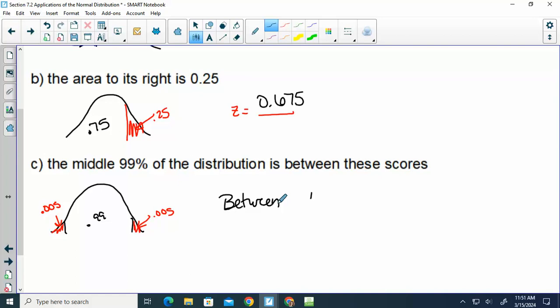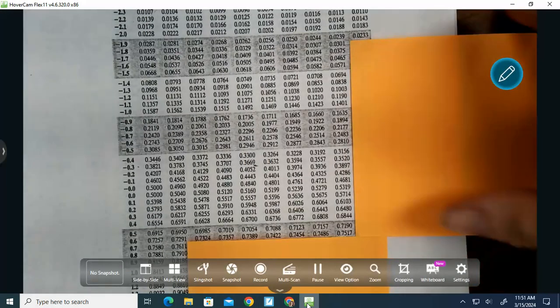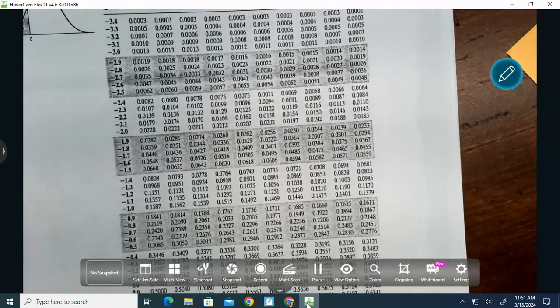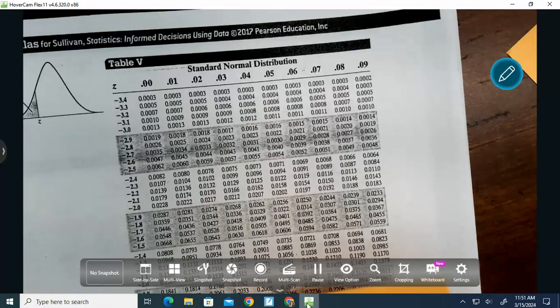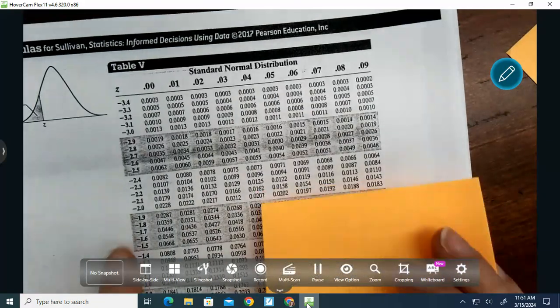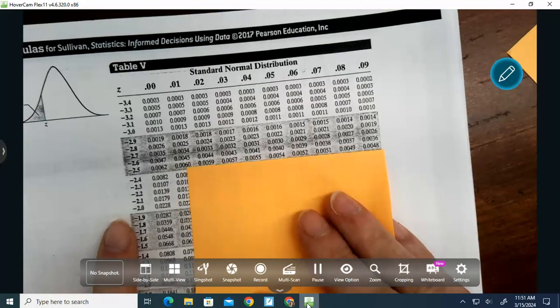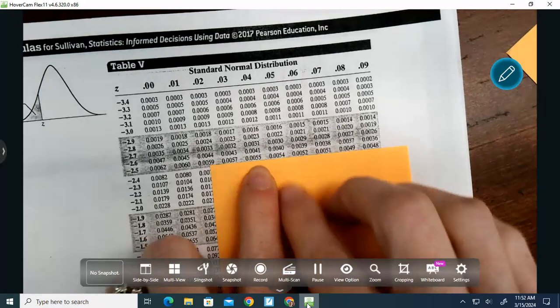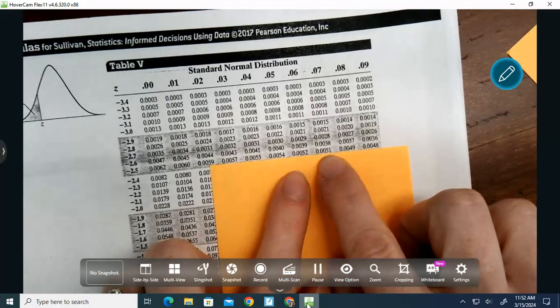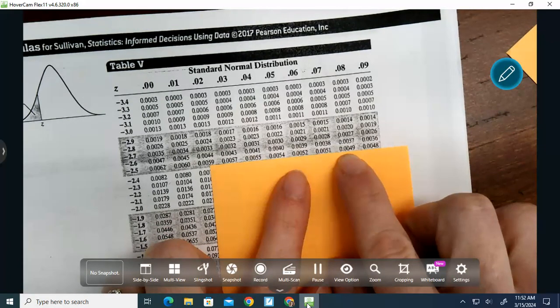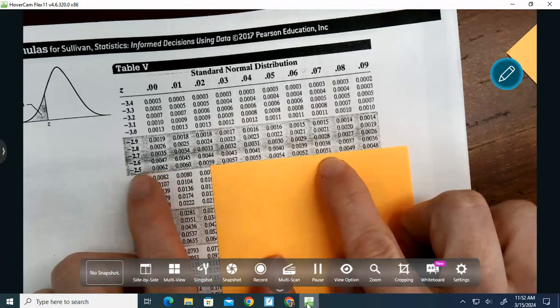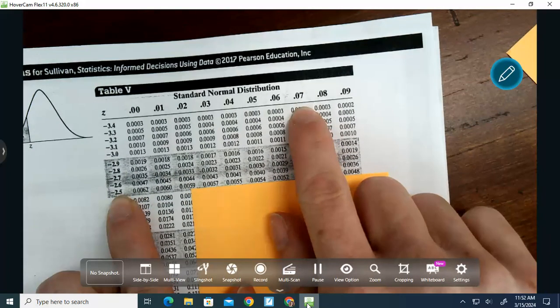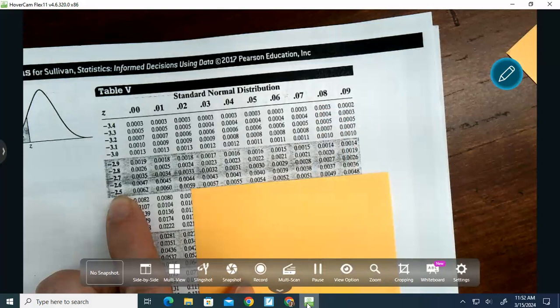Thank you. You're welcome. Okay, so if I go to my table, first let's look at the 0.005. So that's going to be closer to the top. I have 0.0051, 0.0049. So isn't it right in the middle of those? So that is negative 2.57 and negative 2.58. So what's in the middle?